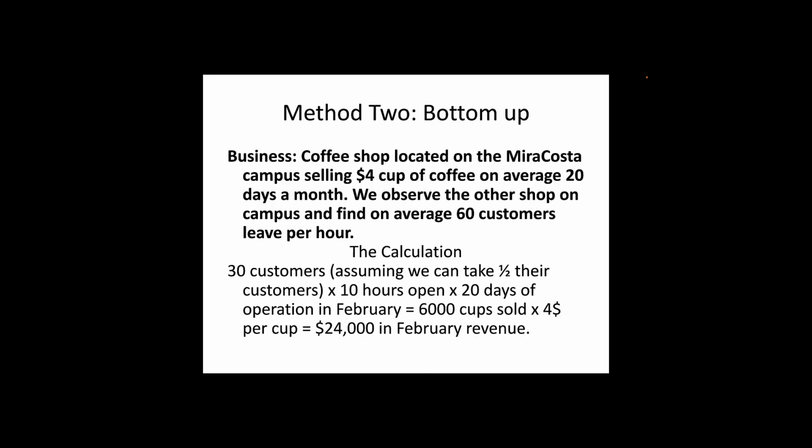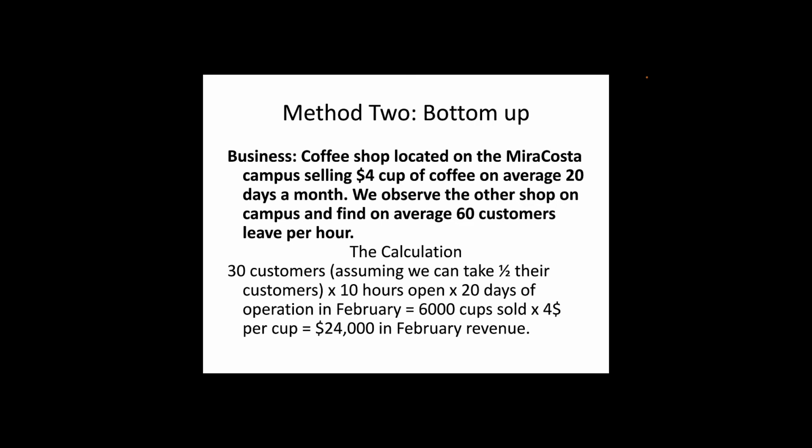So let's take a look at our forecast using the bottom-up method. So our business, still a coffee shop located on the MiraCosta campus, selling $4 cups of coffee on average of 20 days in the month. We observe the other shop on campus and find an average of 60 customers leave per hour. One of the things that I like about bottom-up is that it actually requires you to go out and do some customer counting. And I always advocate that when you do bottom-up, let's say you're interested in opening a coffee shop, you want to make sure to visit on multiple days at multiple times of day, so that you can get an accurate average customer per hour.